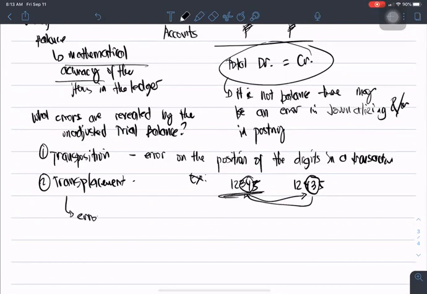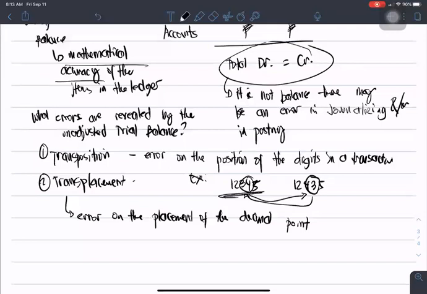of the decimal point. Okay, so there is an error on the placement of the decimal point. So for example, it should have been 500.00. You only record 50.00. So there was an error on the placement. It should be after another zero, but you place it after 1 0 only. So instead of 500, you recorded 50. We call that one transplacement.